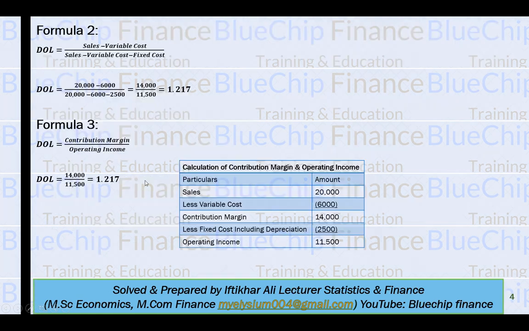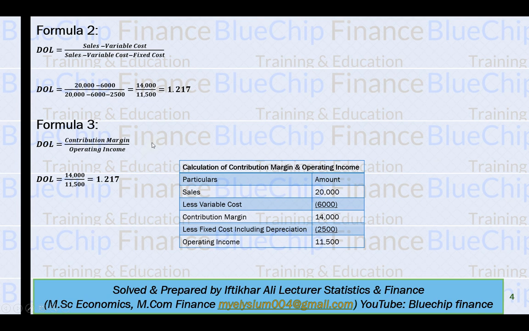And if we calculate degree of operating leverage through another formula, that is sales minus variable cost divided by sales minus variable cost minus fixed cost. So sales is 20,000, variable cost is 6,000, divided by 20,000 minus 6,000 minus 2,500. This fixed cost must include depreciation, and DOL will be 1.217.